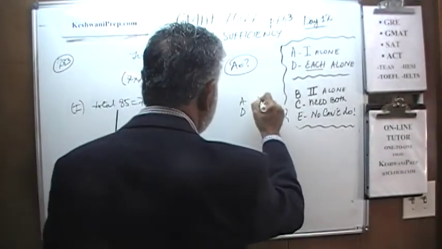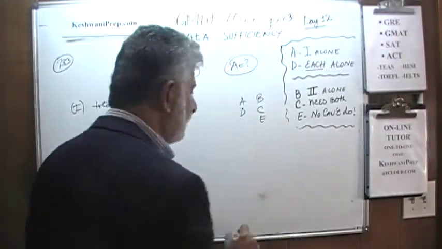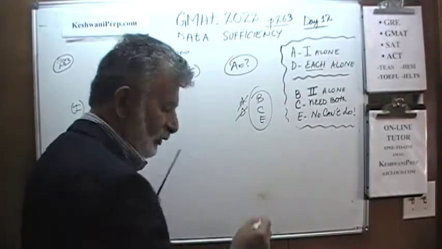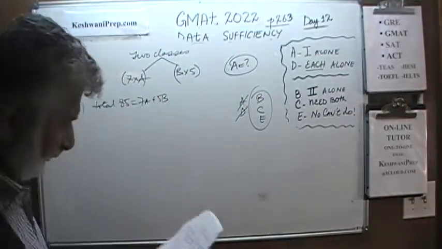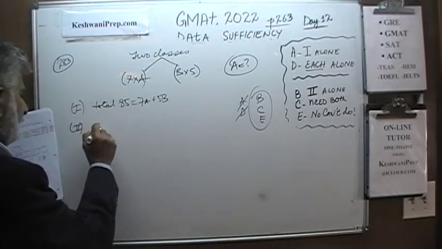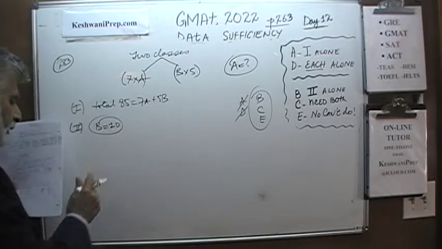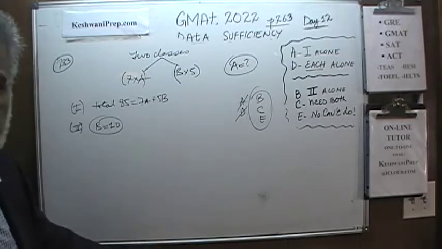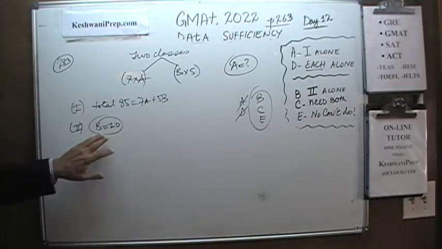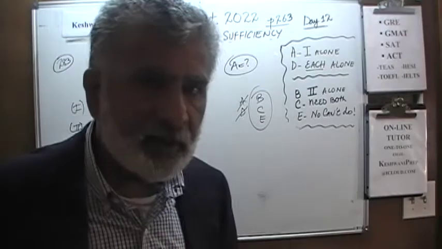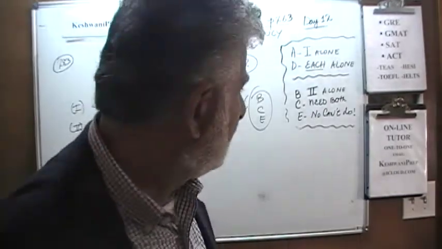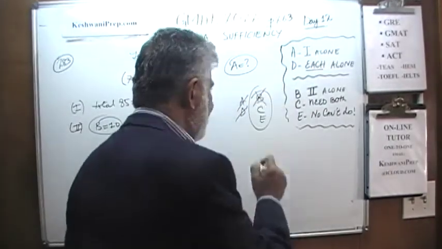A, D, B, C, E. Since the first statement by itself is not enough, we know the answer cannot be A or D. It would have to be either B, C, or E. Second statement tells us that there are 10 students in class B. Again, by second statement by itself, you cannot look at the first statement now. Second statement by itself, simply knowing that there are 10 kids in class B, does not enable us to figure out how many there are in class A. Second statement by itself is not enough.